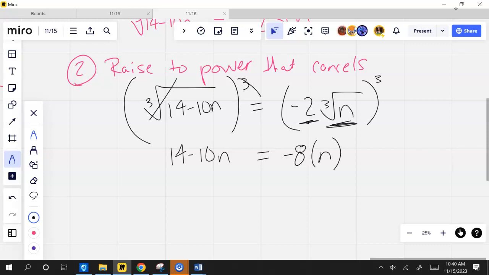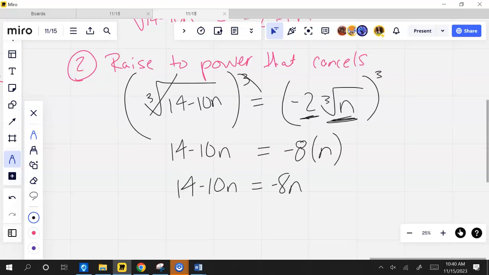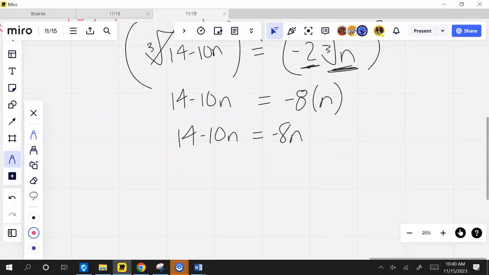Now you can solve it. Now solve it. And I'm going to say solve and check because you need to check it for extraneous.